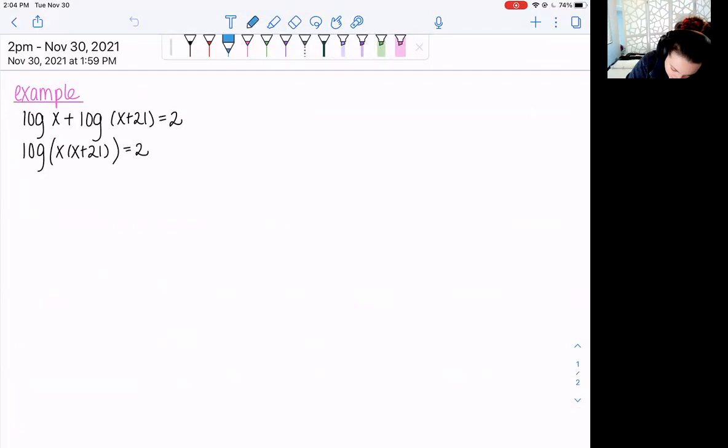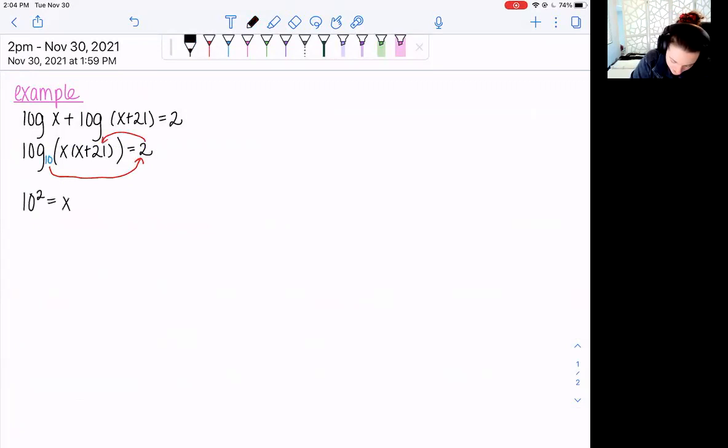This is base 10, because if there's no base written, it'll be base 10. So start at the base, across the equals, back again. Rewriting this, we'll have 10 raised to the second power is equal to x times x plus 21. 10 squared is 100. x times x is x squared. x times 21 is 21x.